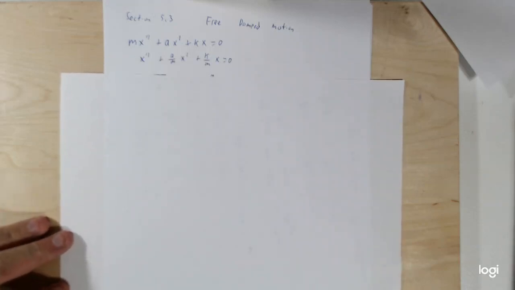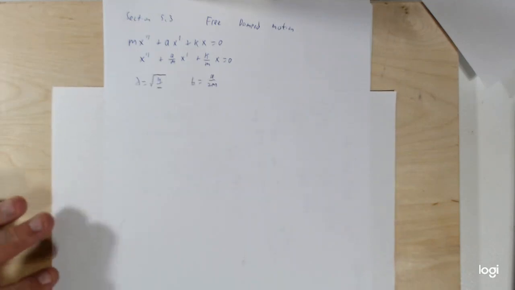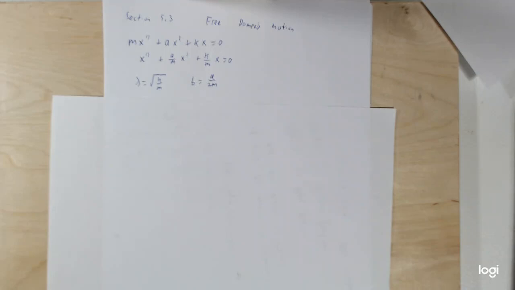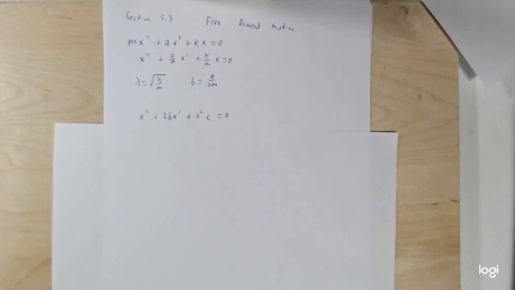Again, we divide through by the mass, and we take our lambda to be root k over m, so that's the same thing we did for undamped motion. And then we define this number b to be a over 2m, and that's just to make the numbers look nice eventually. So this makes it into x double prime plus 2b x prime plus lambda squared x equals 0.